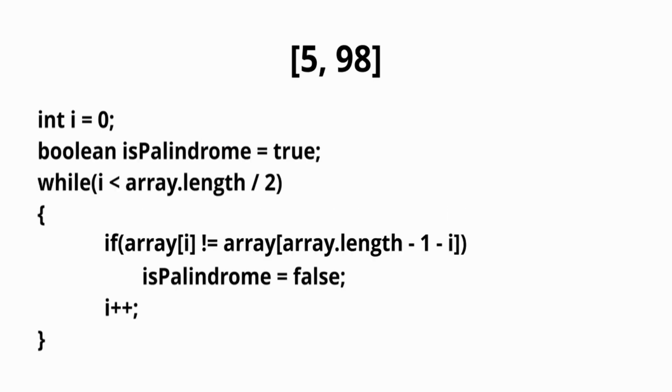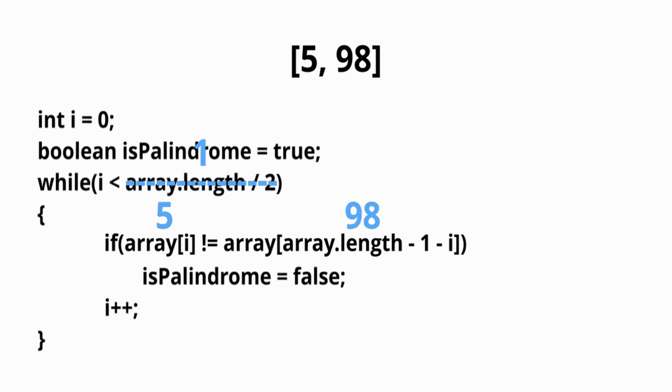Our last test will be with an array which is not a palindrome. At the top, one last time, i is equal to 0. We pass the condition of the while loop and we can now enter the loop. We check our condition with the if statement. Since 5 is not equal to 98, we can set isPalindrome to false.